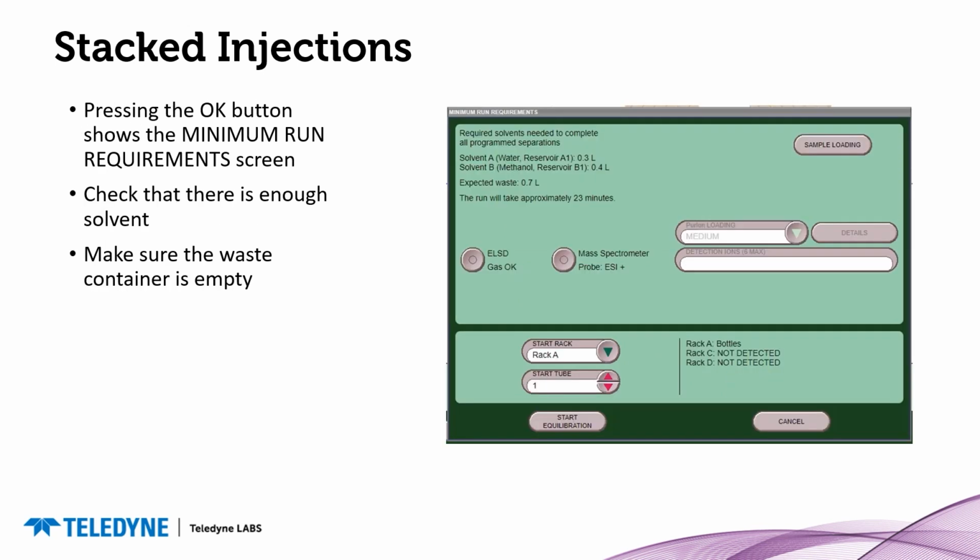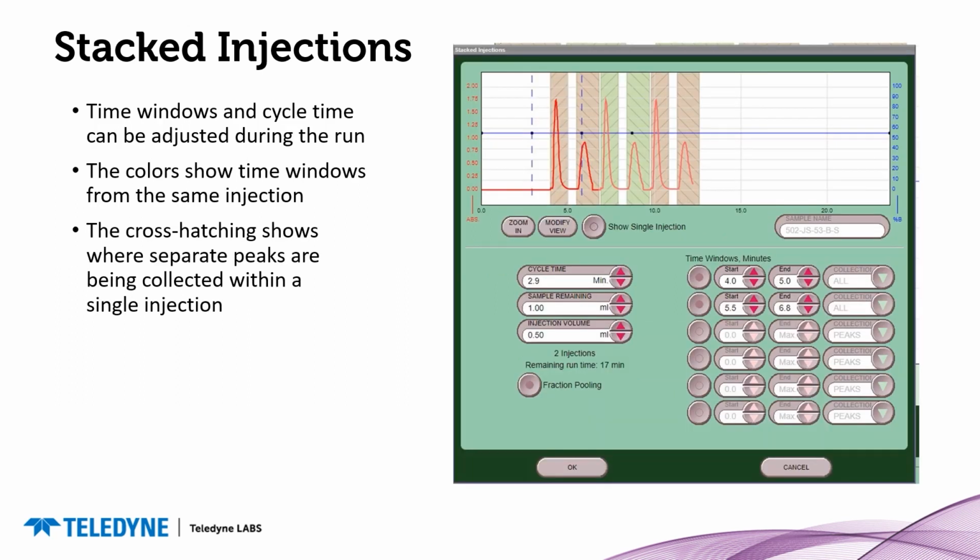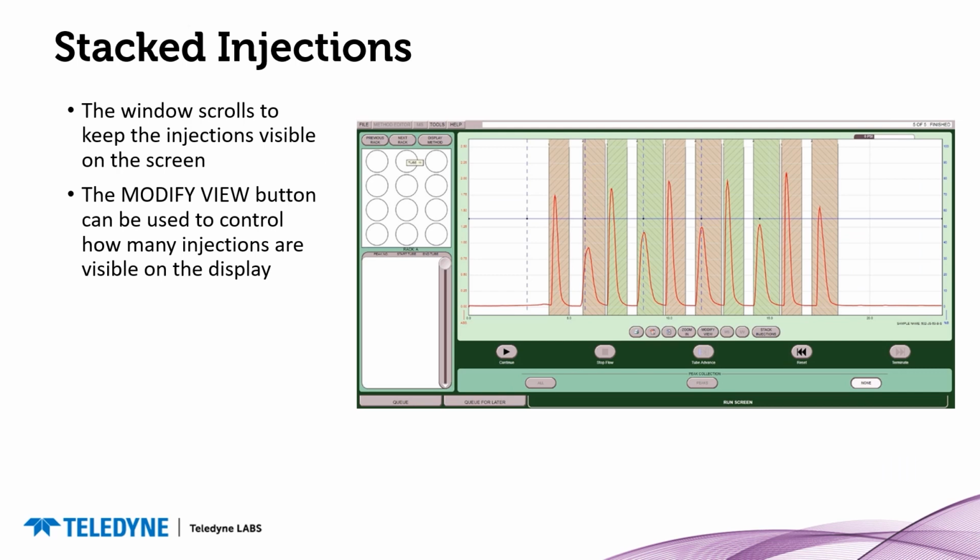Pressing the OK button shows the run requirement screen. Check that the solvent bottles are filled and the waste container is empty. Make sure that the waste container is large enough and there are enough fraction containers for the run. The time windows can be adjusted during the run if needed. The colors show time windows from the same injection, while the cross-hatching are time windows used within a single injection. The window scrolls to keep the injections visible on the screen, and the Modify View button can be used to set how many injections are visible on the screen.